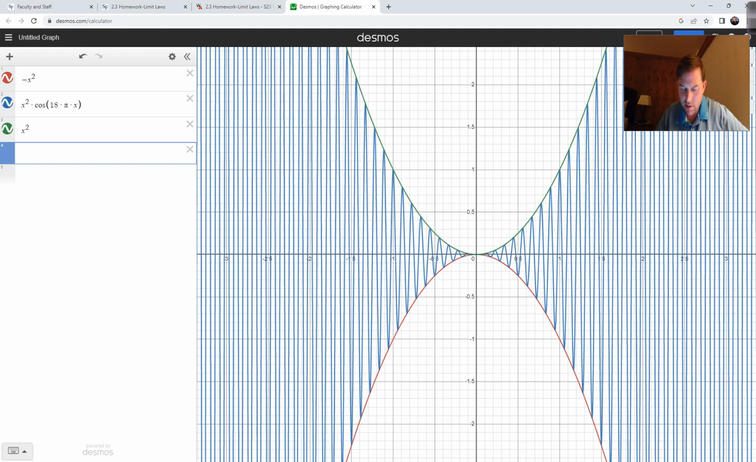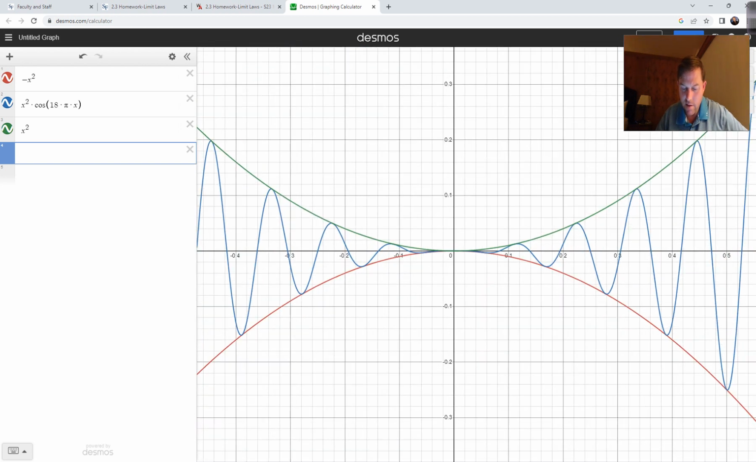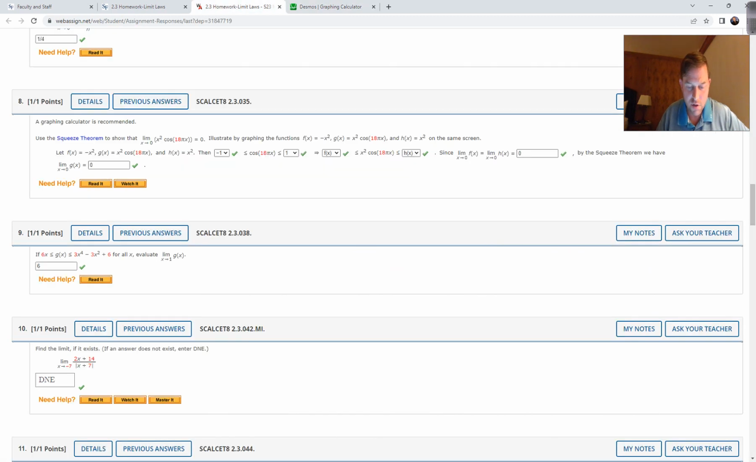So if you notice that cosine term, the blue one, the x squared cosine 18x, is bounded by the green curve, which is positive x squared, and the red curve, which is negative x squared. So this is called the squeeze theorem. The idea is if my function is in between two functions and they're converging on something, then the other function has to converge on that. So both the green and the red are approaching 0 in the y as x approaches 0. Therefore, the blue one, since it's in between these two functions, also gets squeezed down and has to also approach 0.